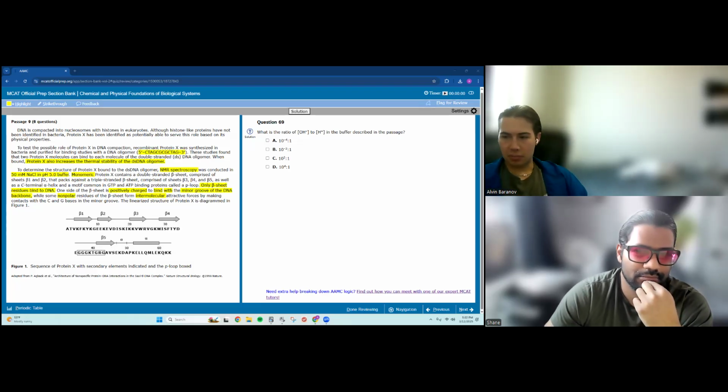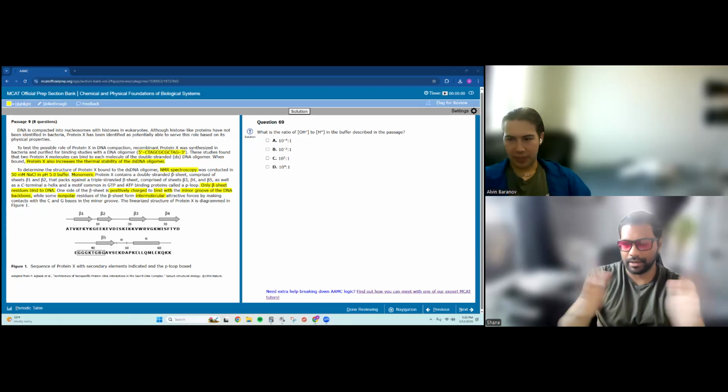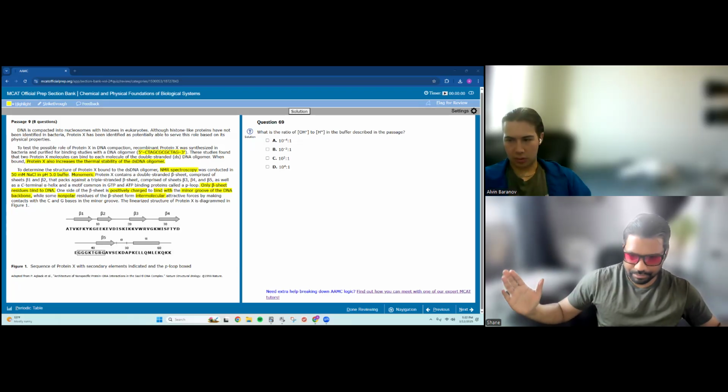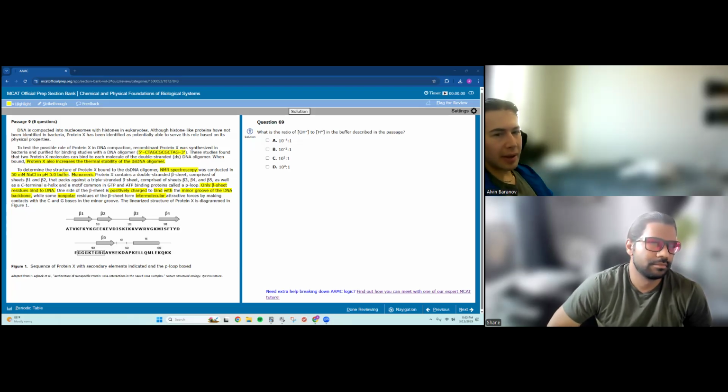I mean, it's like a place where DNA can be stored, I guess. Yeah, it could be a way to condense and expand the DNA. Got it. Okay. Test the possible role of protein X in DNA compaction.